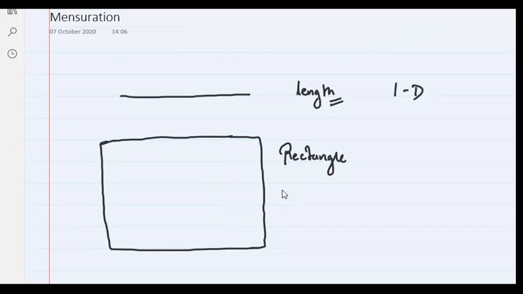Tell me, if you talk about a rectangle, how many parameters do we need to measure a rectangle? Two, exactly. Very good. So this is your length, and this second one is called breadth. So we need the measurement of length.